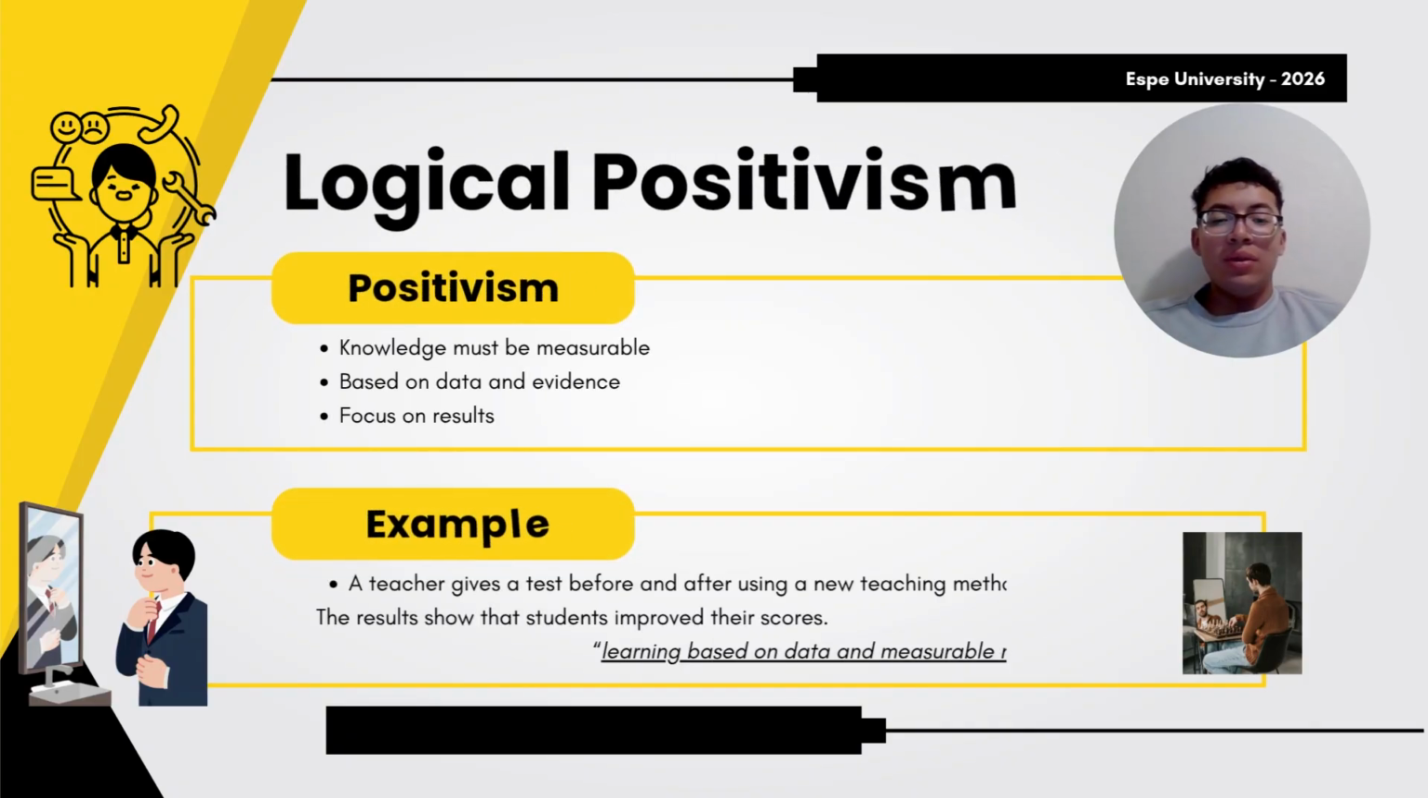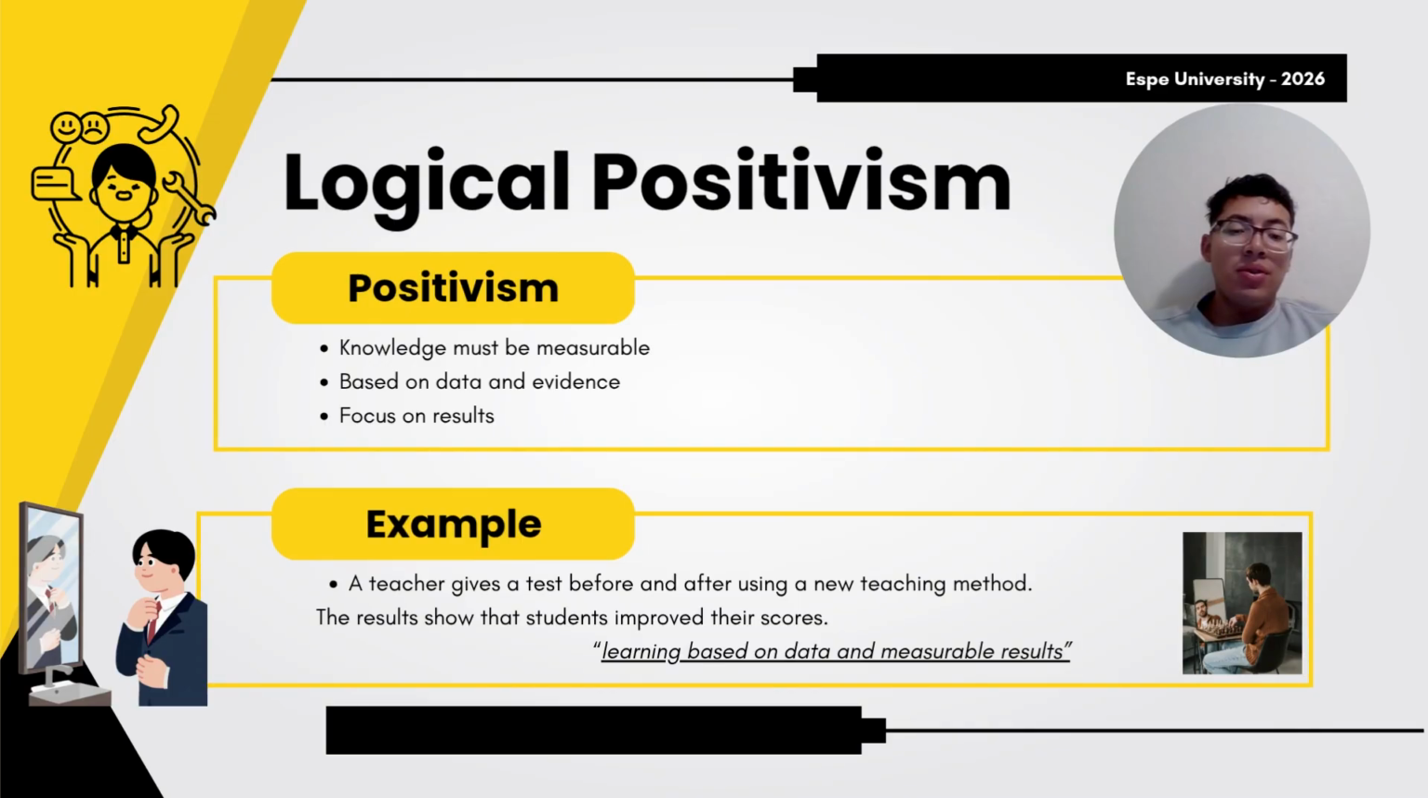Now, moving on to logical positivism. It focuses on knowledge that must be measurable, based on data and evidence, and focuses on results. A clear example is a teacher gives a test before and after using a new teaching method. The results show that the students improve their scores. In simple words, learning based on data and measurable results.